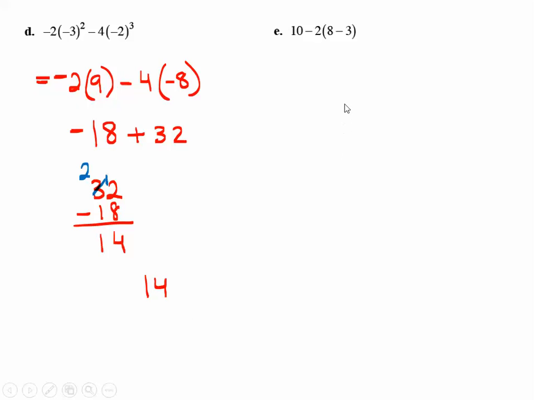Alright, this one. Let's look at this here. I've got maybe even the distributive property here, or we could just simplify this. Let's simplify it. 8 minus 3 is a 5, so everything else remains the same except 8 minus 3 becomes a 5.